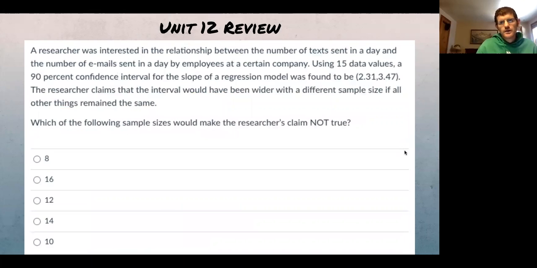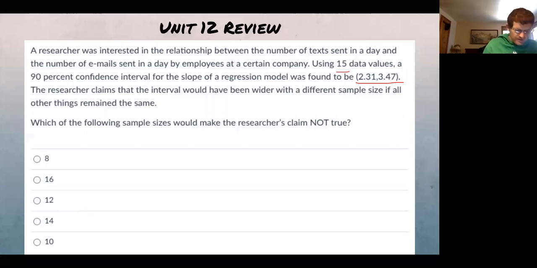Next one, we are looking at the relationship between sample size and the width of a confidence interval. So they tell us what the confidence interval is right here, but they don't tell us too much more. We just notice 15 data values, and then that confidence interval. The researcher says the interval would have been wider with a different sample size. That is true, and let's remember that our margin of error is pretty much exclusively dependent on 3 factors, which are all related to the standard error.